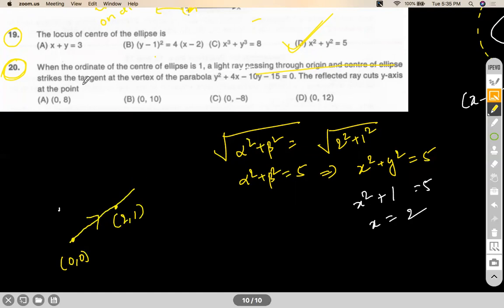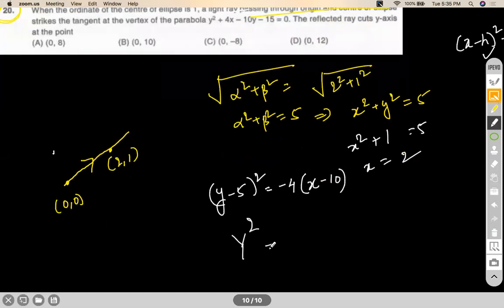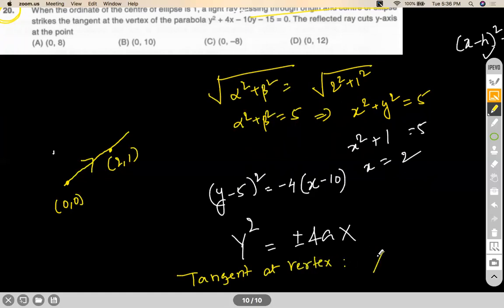This ray hits the tangent at the vertex of the parabola. If you look at this parabola, it is y minus 5 the whole square, if I'm not mistaken, equals negative 4 times 25 times (x minus 10). Now remember, in any case of a shifted parabola like this, of the form y square equals plus or minus 4ax, the tangent at the vertex is always obtained by putting capital X equal to 0.